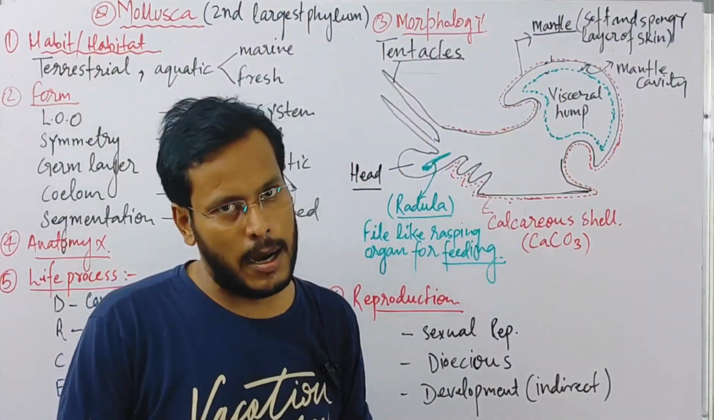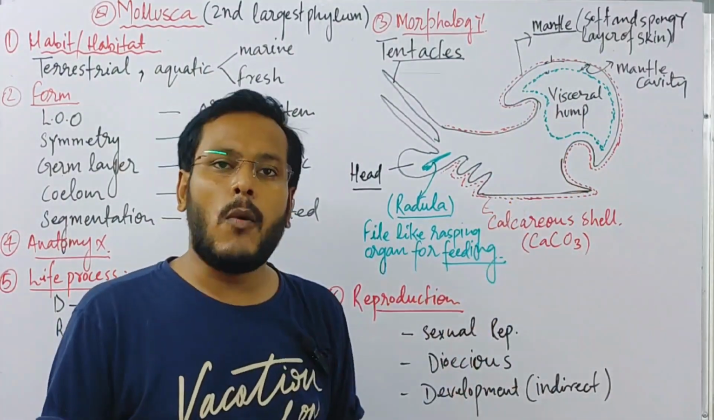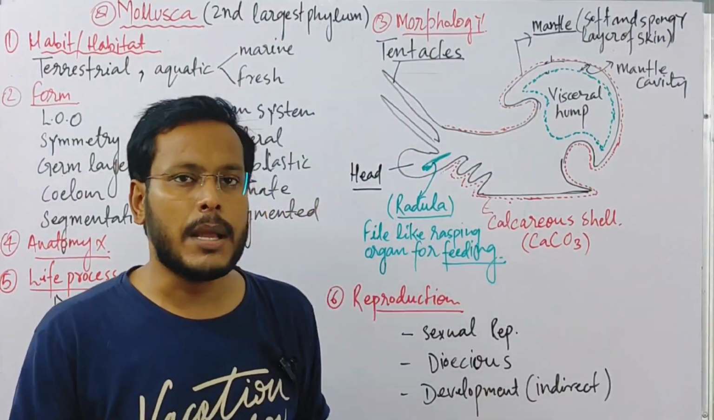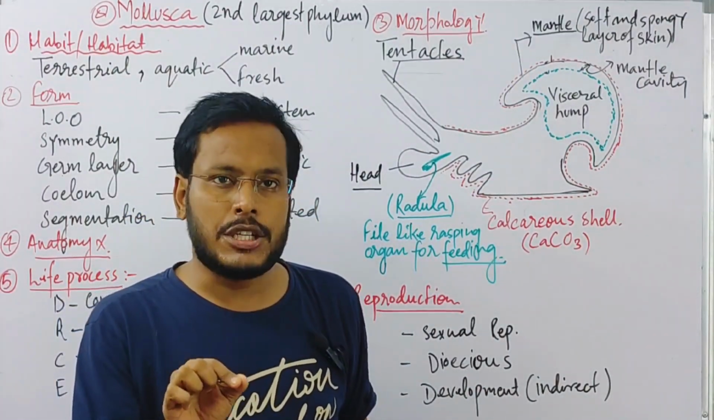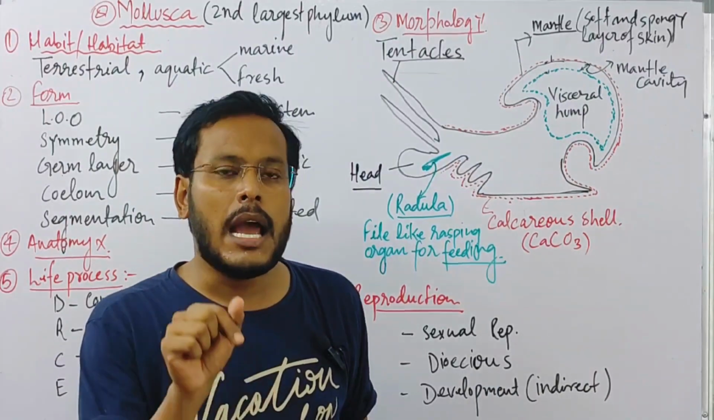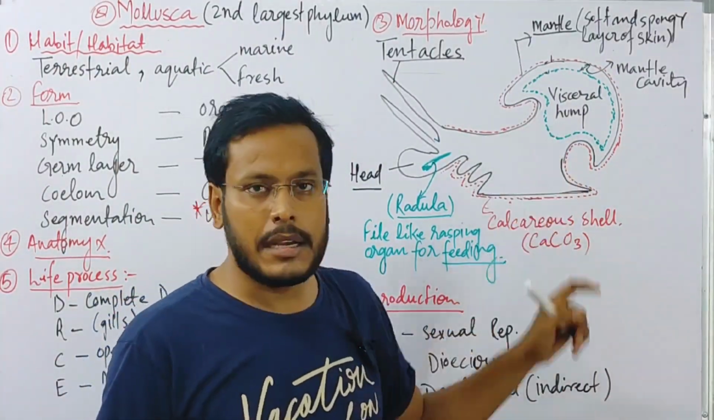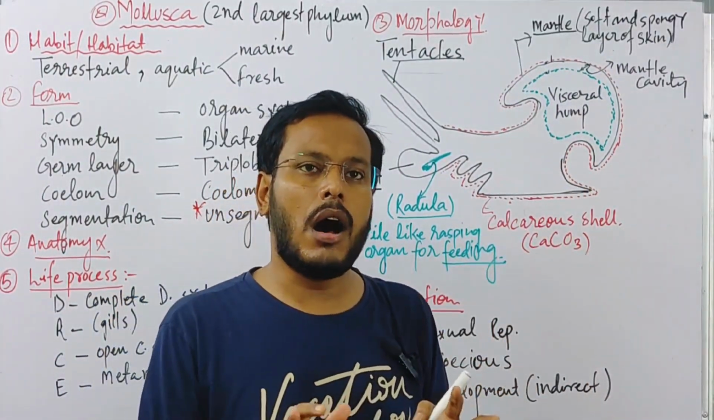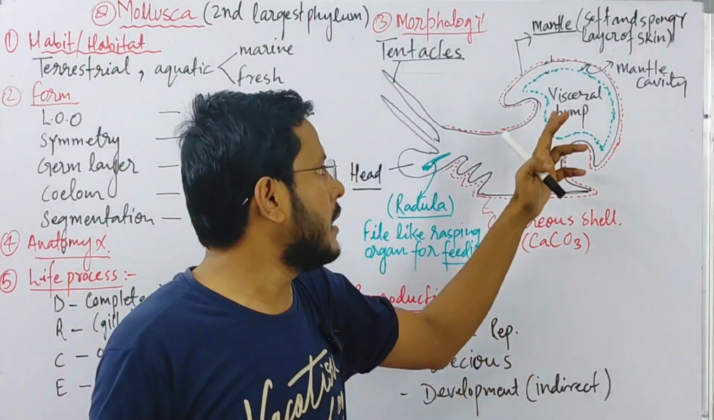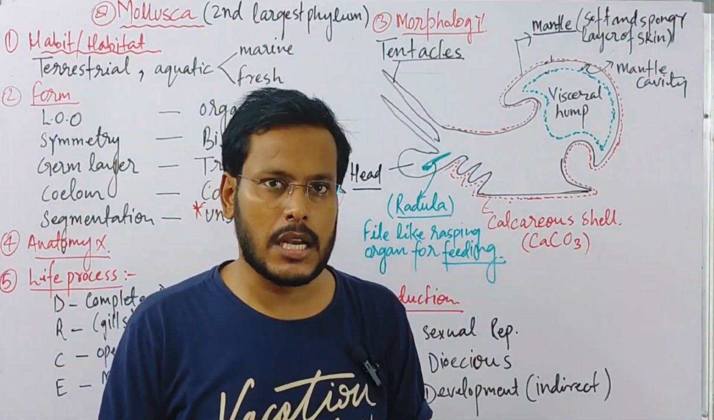Beneath the mantle cavity there is a hump, that is known as the visceral hump. Why is it known as the visceral hump? Because the digestive system, circulatory system, respiratory system, all these types of organs are present in this. That's why it is known as the visceral hump.